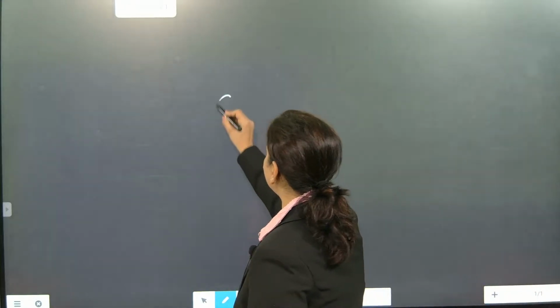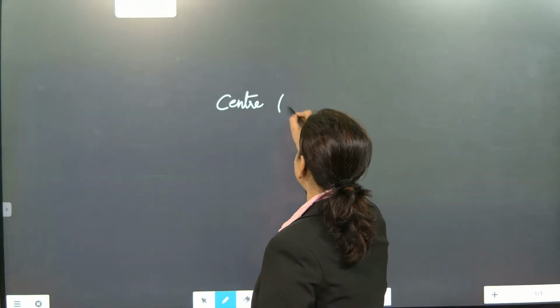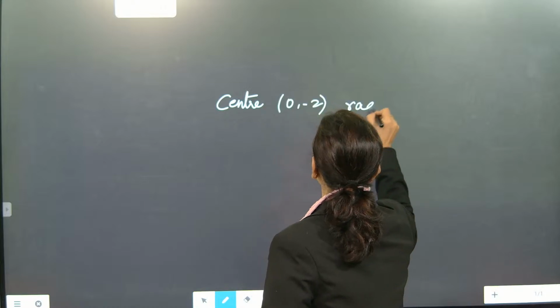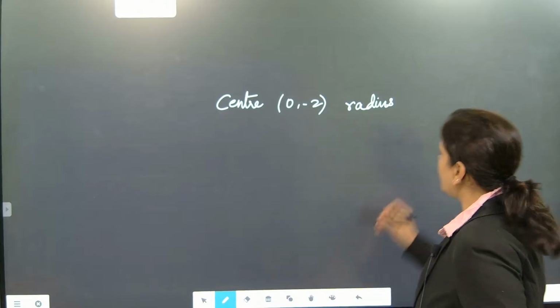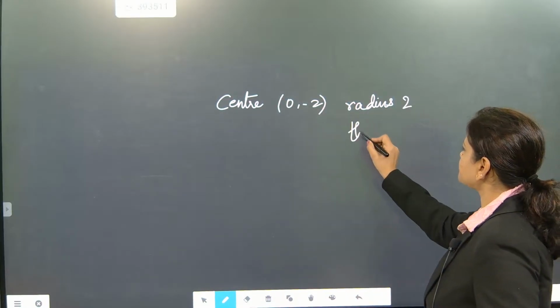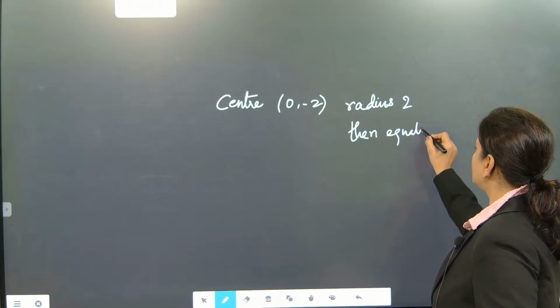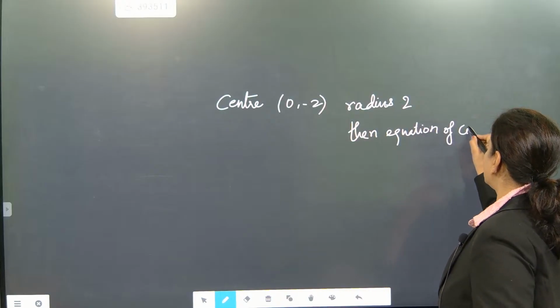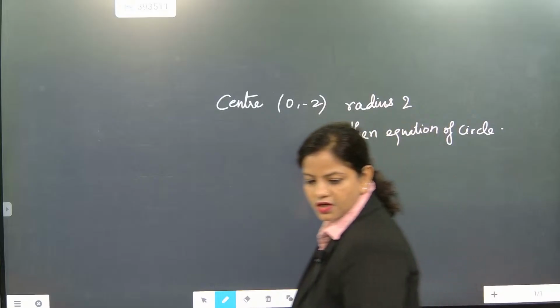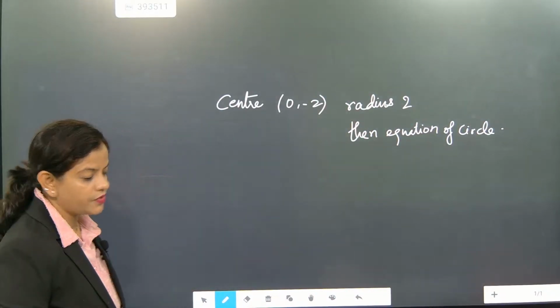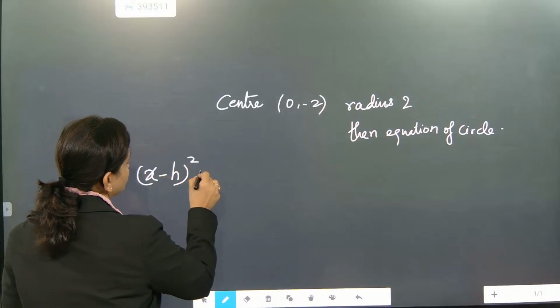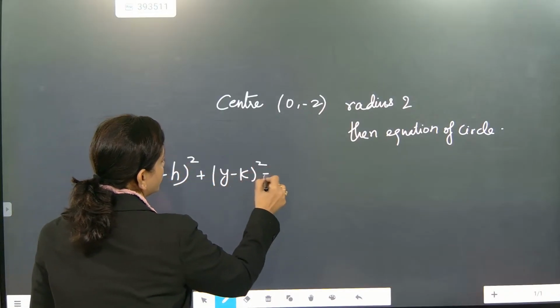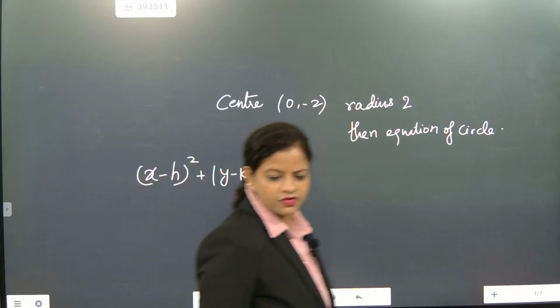The first question is, if the center of the circle is given to you as 0, comma minus 2 and radius is given as 2. Then, equation of circle. Now start solving the equation of circle. So when you are writing this, what is the equation of the circle? The standard equation of circle is x minus h whole square plus y minus k whole square is equal to r square. So in this you have to substitute and get the value.